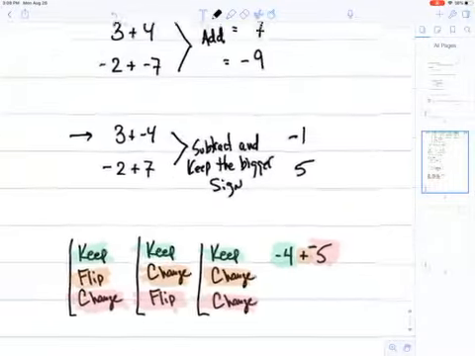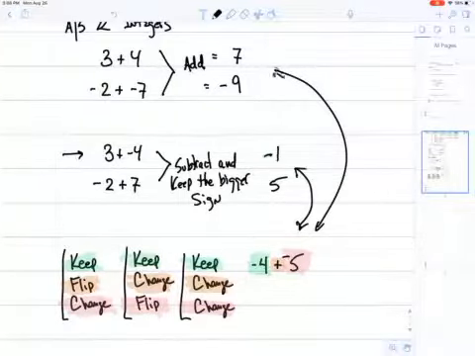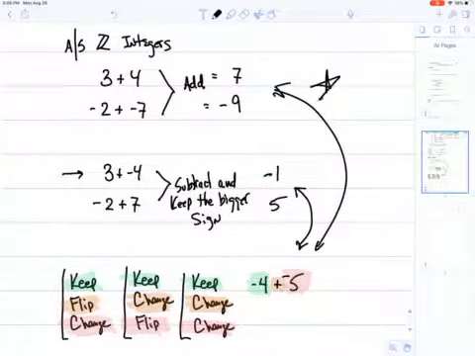And now that I've done that, I can refer back to whichever one of the rules up above applies best. In this example, my signs are the same. So I'm going to add and keep the sign. So this becomes -9.